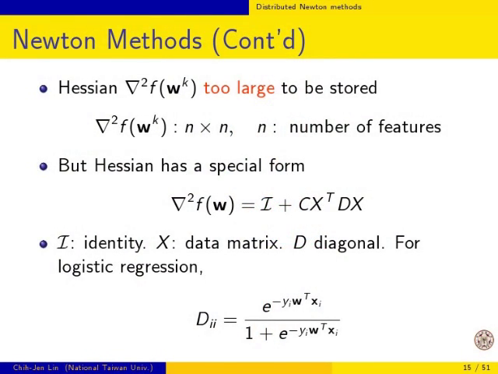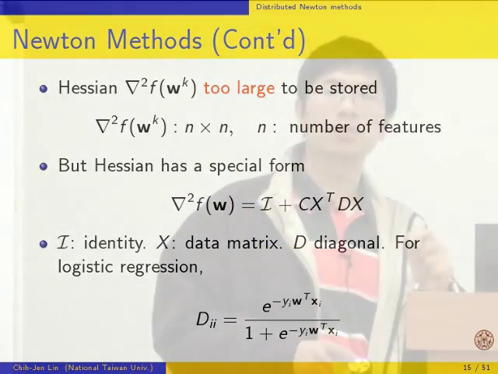But what's the problem of solving this linear system in order to get the Newton direction? Well, the main problem is that this H matrix is going to be too large, actually too large to be stored. So how large is this H matrix? The size of this H matrix is n by n, where n is the number of features. The reason is that our number of variables, that's the size of the vector W, is exactly the same as the number of features. So this is going to be large if your number of features is quite large.